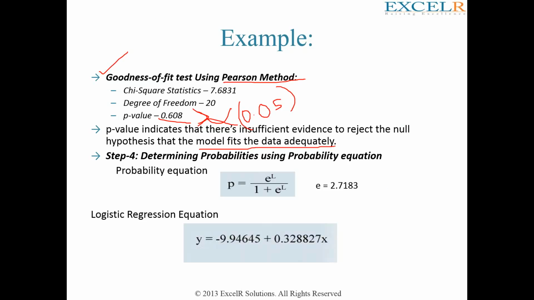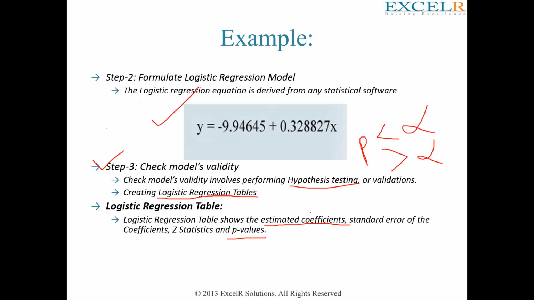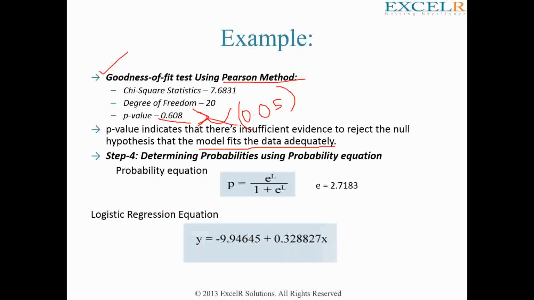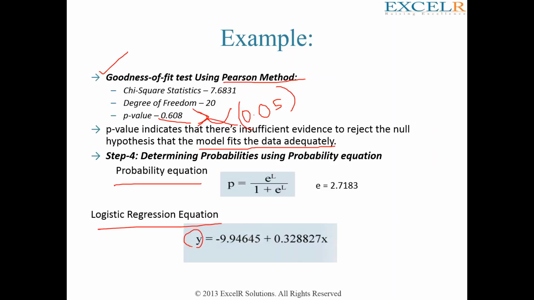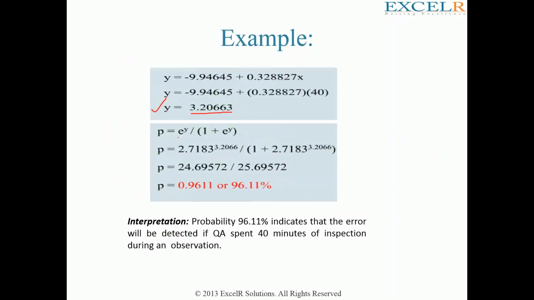Now, as I've told you, this is not your final conclusion. This equation is not your final result, as in linear regression. This is your final outcome. You have this probability equation and you have your logistic regression equation. Now I just calculate y. In order to calculate y, I use that first equation. Once I get y, the probability will be e raised to the power y divided by 1 plus e raised to the power y. And this is going to give you a probability value.